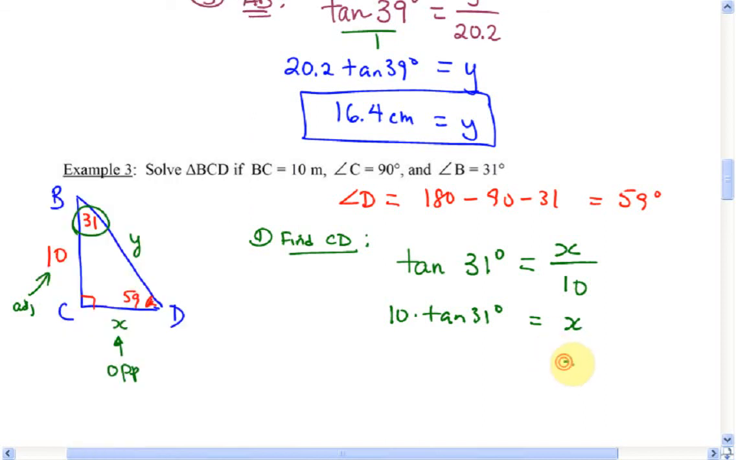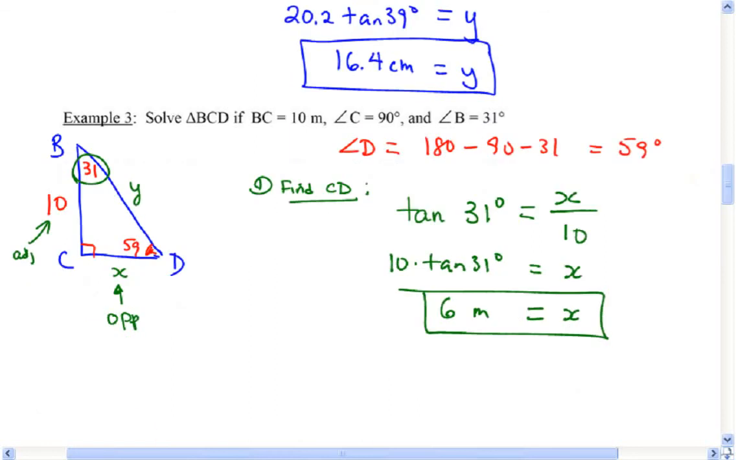Did you guys all get 6 for CD? Good. 6 meters, please. Put your measurements. Now, how about BD now? How can I find BD?